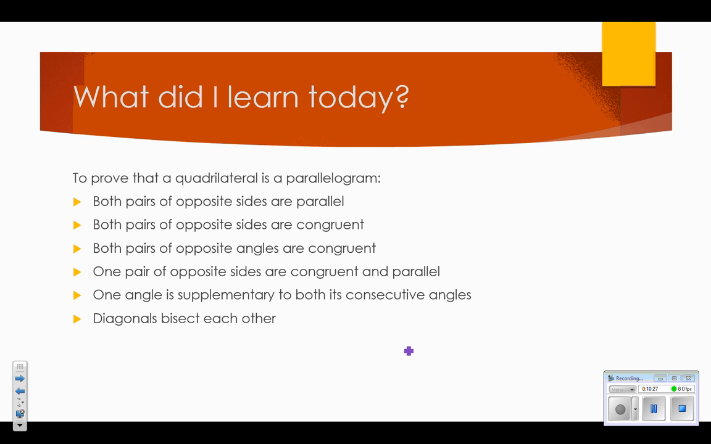All right. So hopefully today you learned all of these different ways that you can prove that a quadrilateral is a parallelogram. Have a great day.